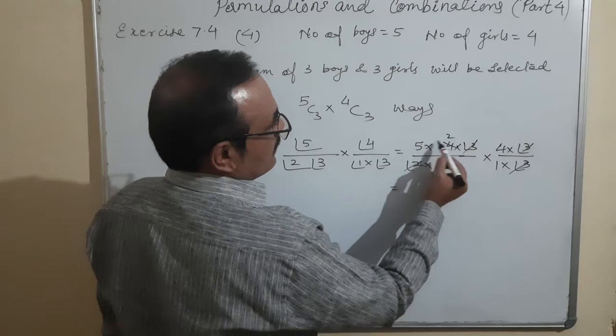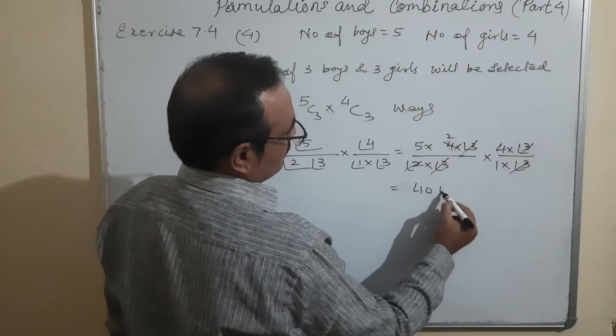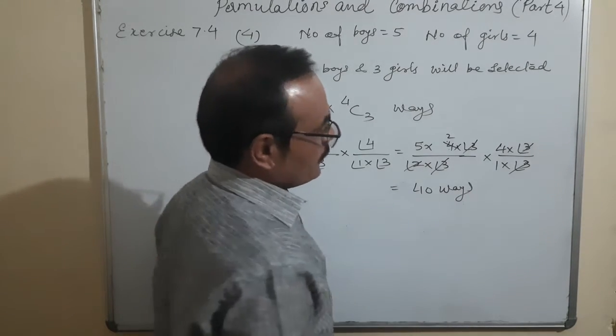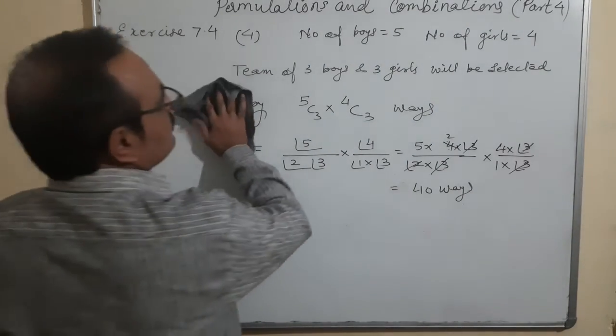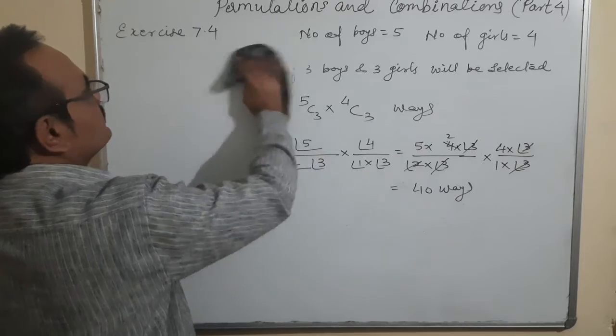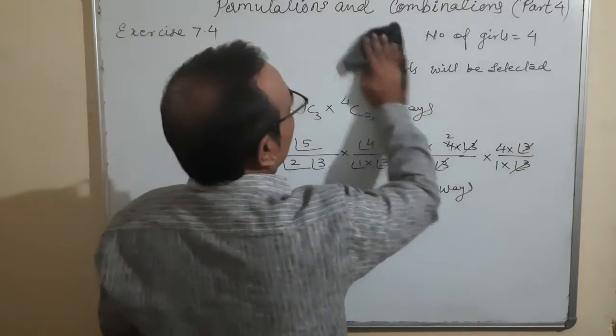So 5 2s are 10, 10 4s are 40. So total how many ways? 40 ways in which we can select a team of 3 boys and 3 girls. Okay.